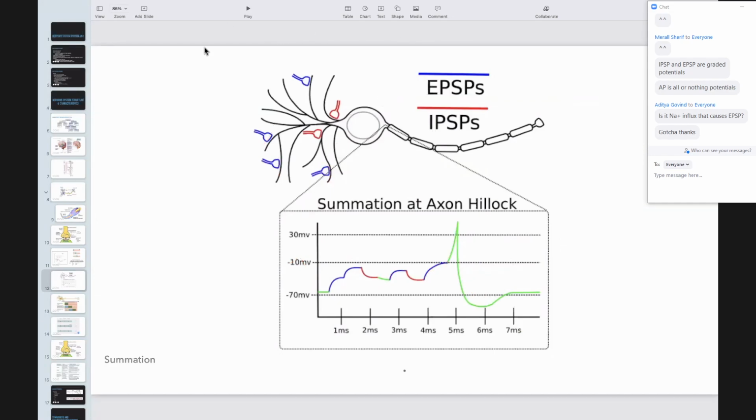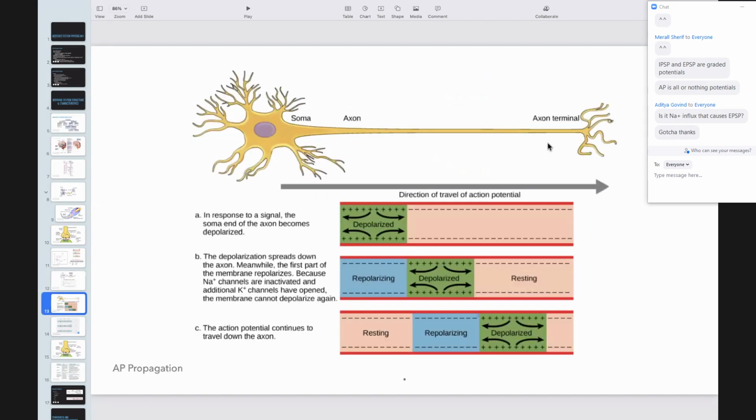Alrighty, so we do have another slide that does show directionality. AP is all or nothing action potential. So AP is an action potential. Correct. That is what it stands for. I just saw that. Cool.